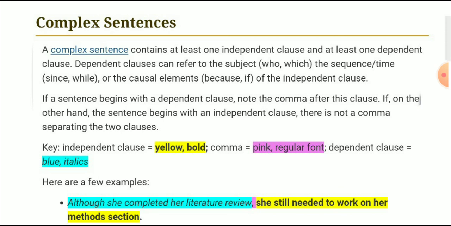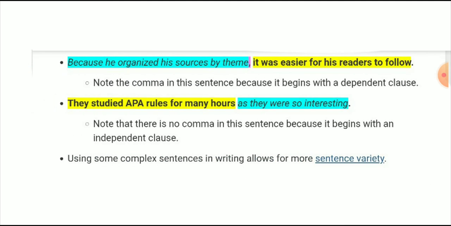Key: independent clause yellow, bold, comma, pink, regular font. Dependent clause blue, italics. Here are a few examples. Although she completed her literature review, comma, she still needed to work on her method section. So here it is an example of a complex sentence. The next example is because he organized his sources by theme, it was easier for his readers to follow. Note the comma in this sentence because it begins with a dependent clause.